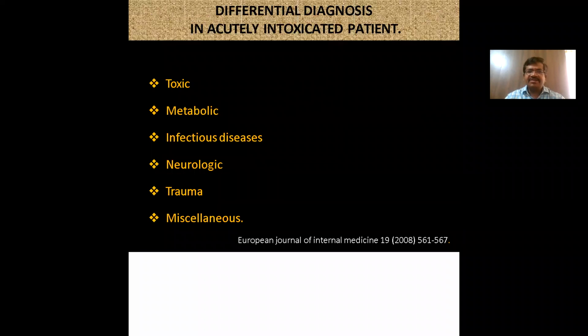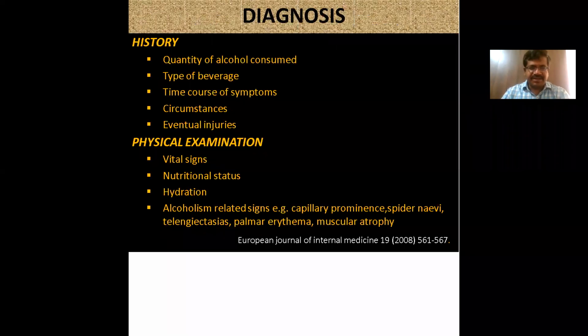For the differential diagnosis in acutely intoxicated patients, we have to consider toxic, metabolic, infectious disease, neurologic, trauma, and miscellaneous causes. So these patients have to be handled very carefully. And coming to the diagnosis of any intoxication, we have history.